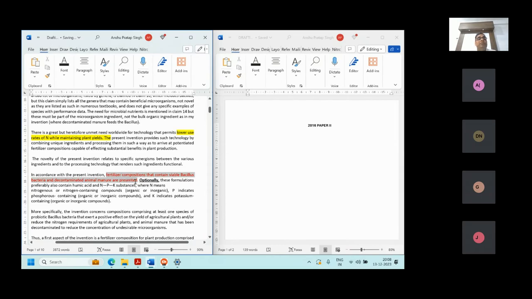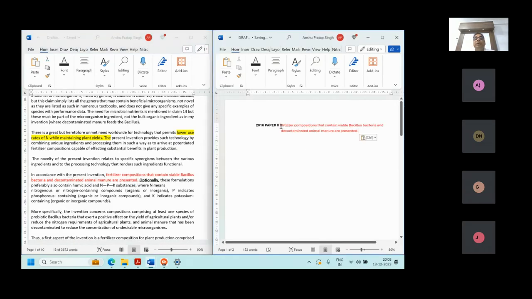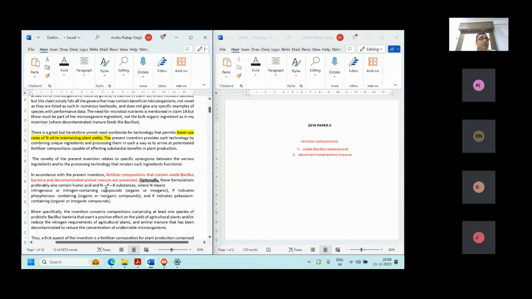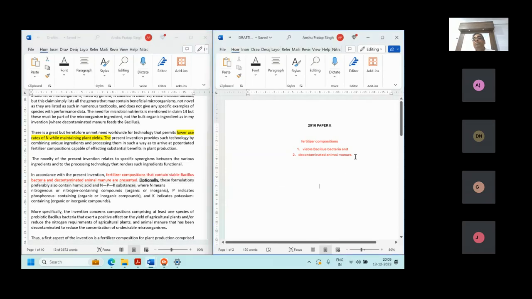Okay, so let's start with this. The moment you got it, you write it on a rough page, what you are doing. The first thing is, this is a fertilizer composition, it will become your preamble. Then you have identified one element is viable bacillus bacteria. Second is decontaminated animal manure. Okay. So these are the two elements of the invention. Okay. Then you are saying there is an optional element, which are those. He's talking about this.